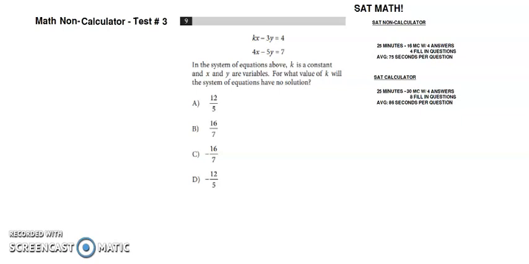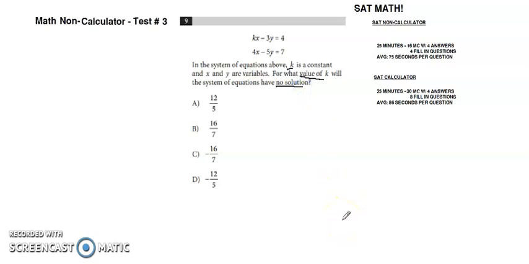Test number 3, the non-calculator section, question number 9. And this is one of the 10 free SAT tests given by College Board. Okay, so let me read the question first. The system of equations above, k is a constant and x and y are variables. For what value of k will the system of equations have no solution?